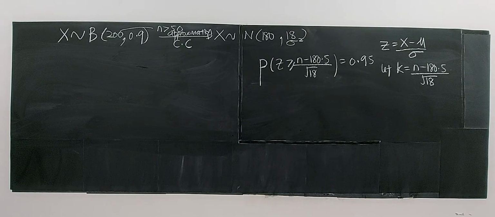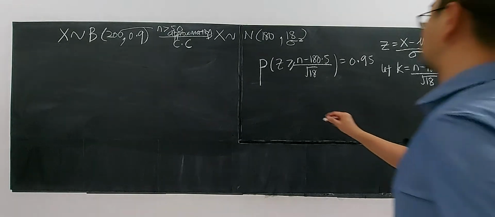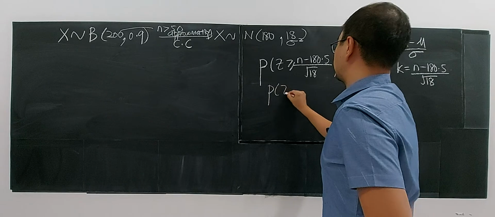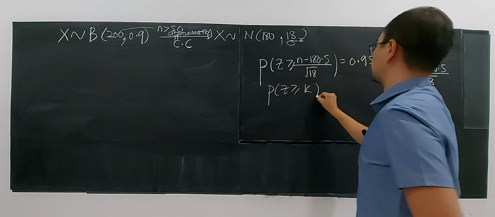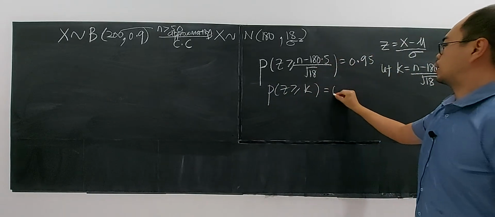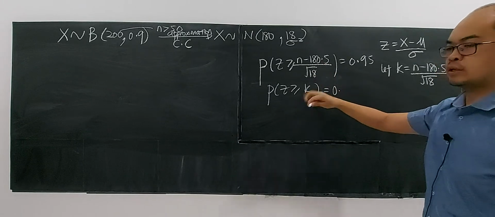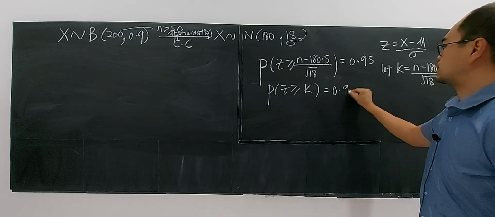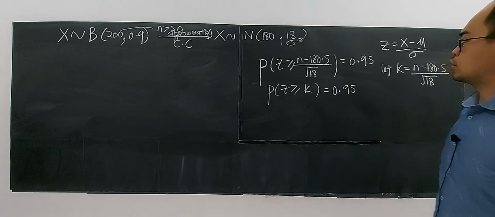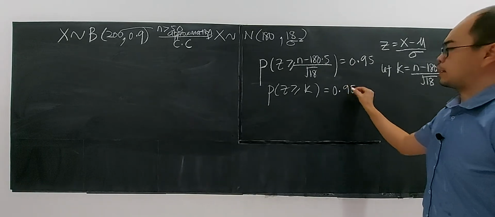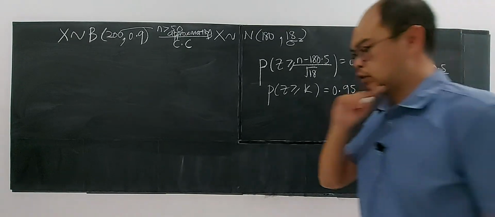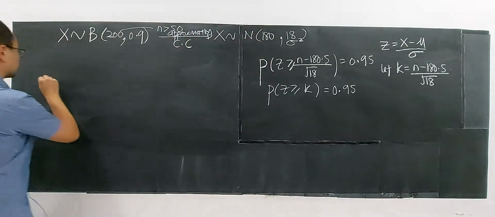Alright, so I have already let k be defined as P(Z ≥ k). Easy to write, okay? Is it compulsory to write this way? No, this is my way, alright? So P(Z ≥ k) is 0.95, right? I have to draw the distribution for you so that you understand.